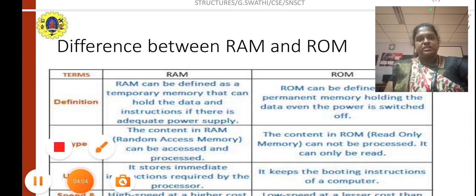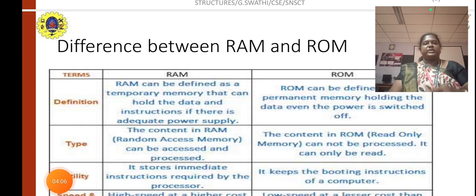What is the difference between RAM and ROM? RAM can be defined as temporary memory that can hold data and instructions only if there is a power supply. ROM can be defined as permanent memory holding the data even when the power is switched off. Type: the content in RAM can be accessed and processed. The content in ROM cannot be processed, it can only be read.